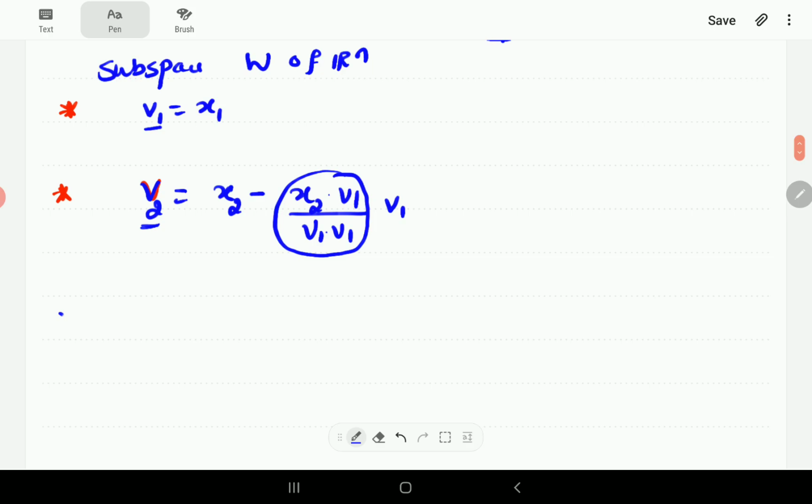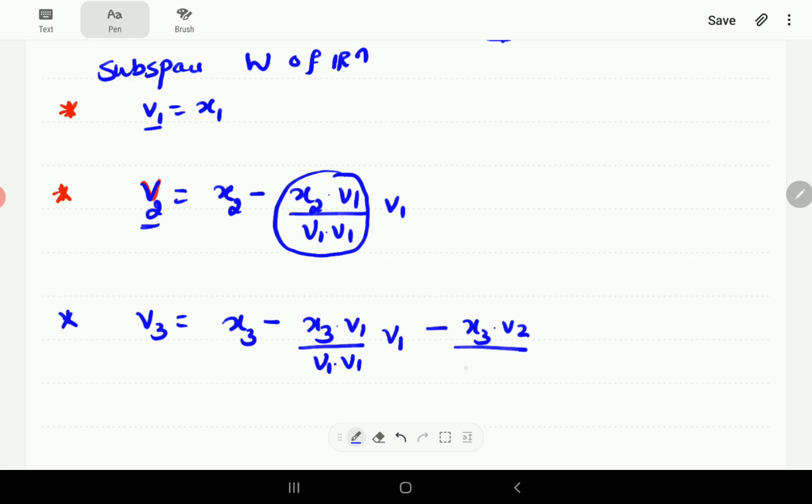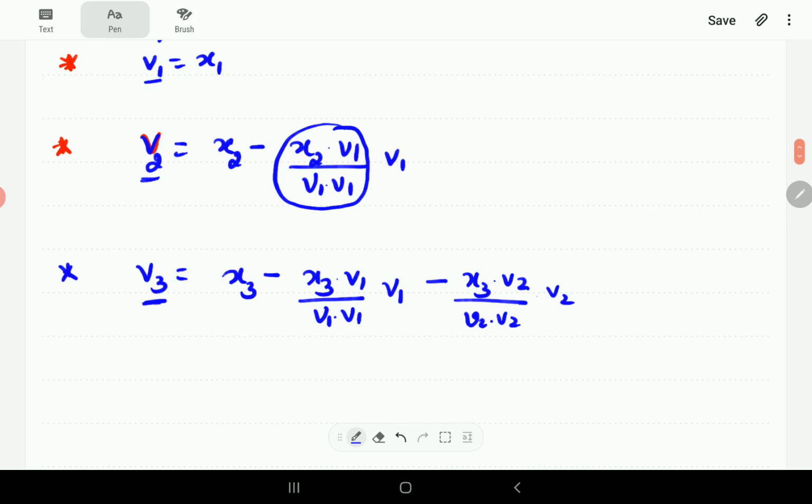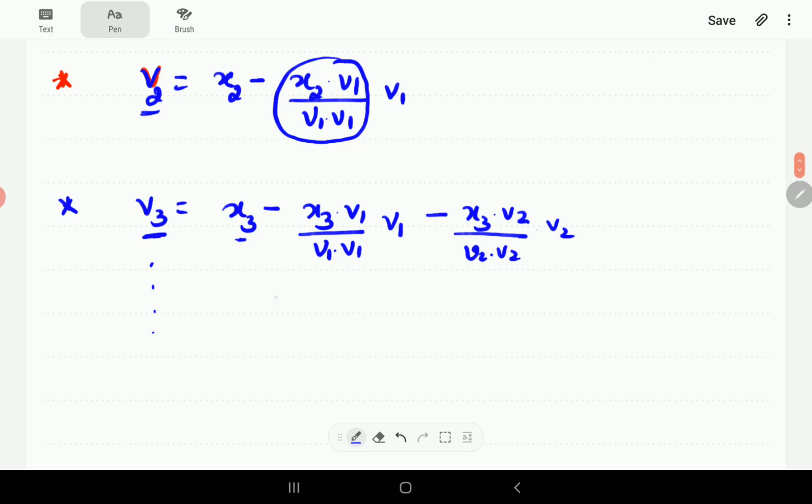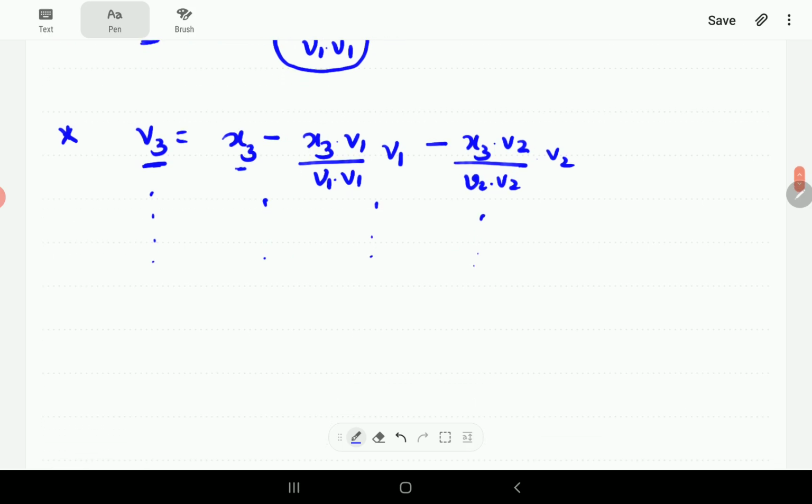Then to find v3 we follow the same procedure: x3 minus the projection of x3 onto v1, into v1, minus the projection of x3 onto v2. To find v3, we already have x3, which is given, v1 from the first step, and v2 from the previous step. That's how we get our v3. This procedure we continue, and at last we want to find vp.